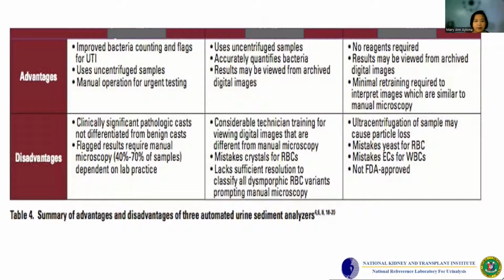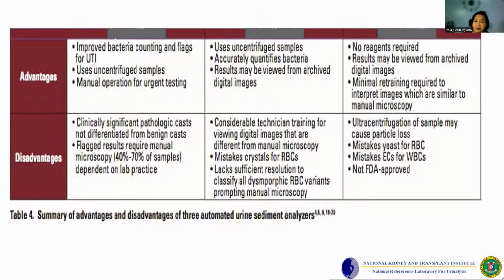So what are the disadvantages of these 3 analyzers? One, clinically significant pathologic cast is not differentiated from benign cast. Plug results require manual microscopy, around 40 to 70% of the samples, depending on the lab practice. Third analyzer, considerable technician training is needed for viewing digital images that are different from manual microscopy.